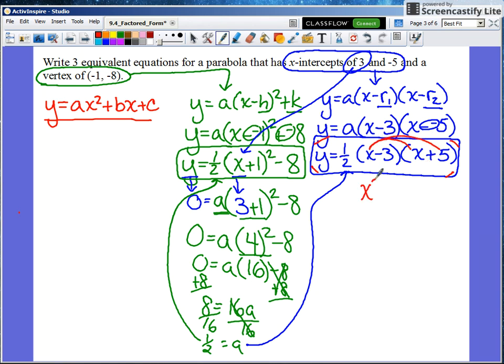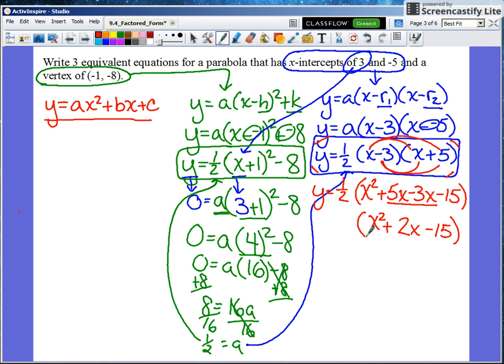X times x is x squared. X times plus 5 is a plus 5x. Now distribute the minus 3. Minus 3 times x is minus 3x. Minus 3 times 5, minus 15. Recopy the rest of our equation. Now let's combine some like terms in parentheses. 5x minus 3x gives us 2x. Recopy.